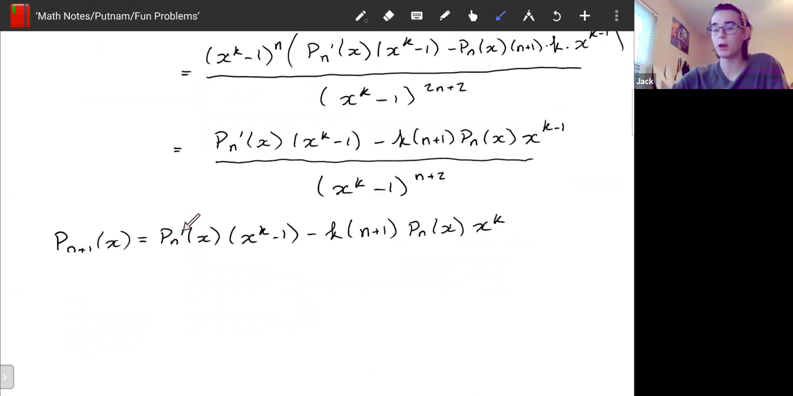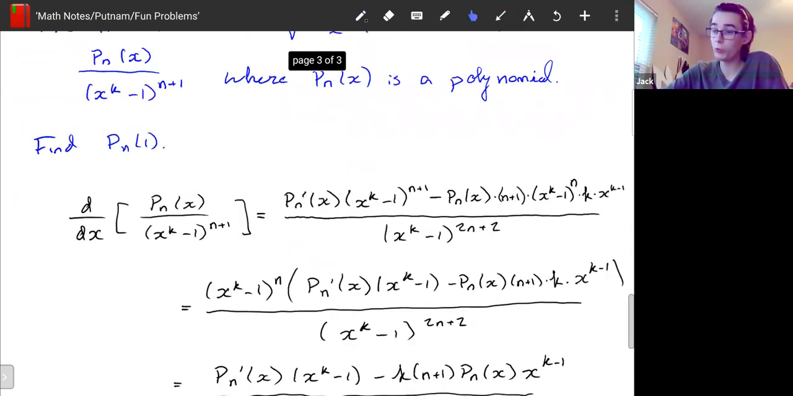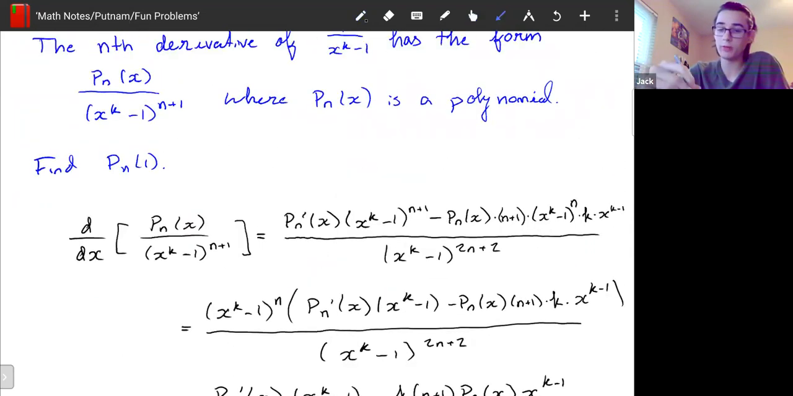But as you can see, that'll actually go away because back in the original problem, it only asks us to find what p sub n is evaluated at 1. So we don't have to worry about anything else. So let's go ahead and evaluate p sub n plus 1 of x at 1, right? And once we do that, we see everything becomes very nice, right?